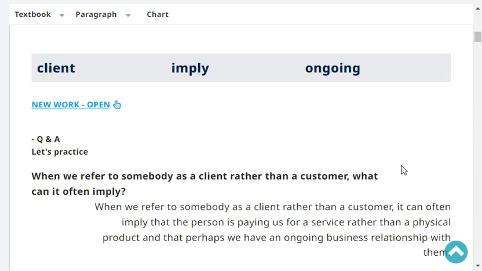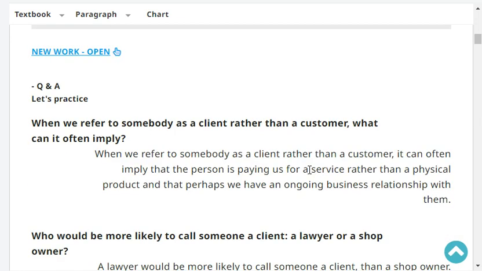When we refer to somebody as a client rather than a customer, what can it often imply? When we refer to somebody as a client rather than a customer, it can often imply that the person is paying us for services rather than a physical product, and that perhaps we have an ongoing business relationship with them. Very good.